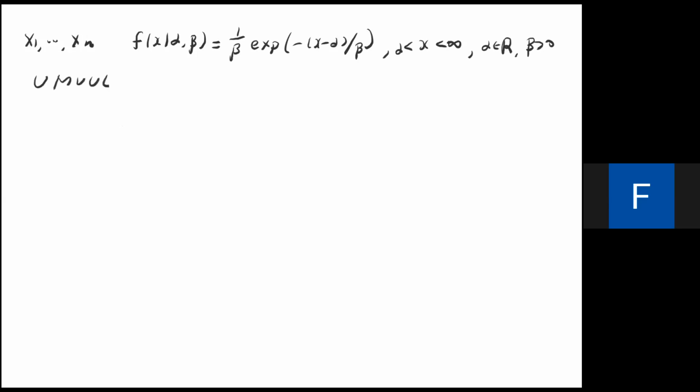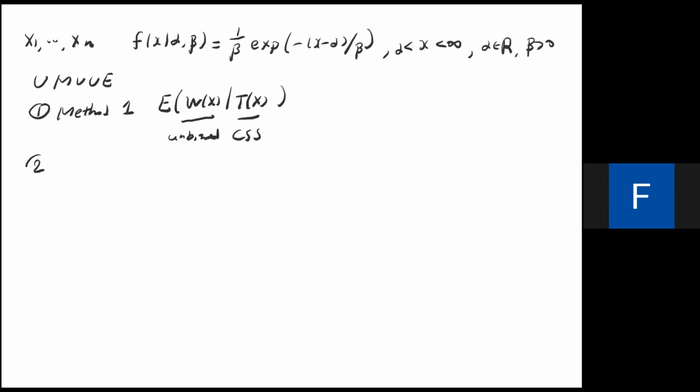Again, there are two methods, right? Method number one, I don't want to repeat it. Basically, you find unbiased estimators, W, then you find the complete sufficient statistics, and you find the UMVUE by conditioning on them. The second one is much easier.